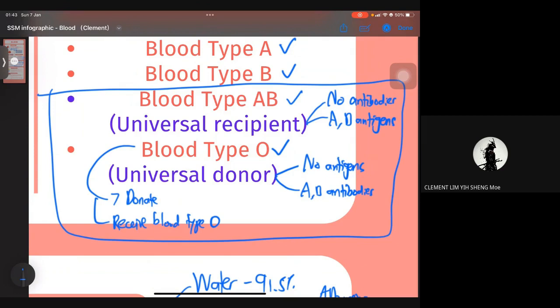While blood type O is known as the universal donor, which means the person who has this blood type can donate his or her blood to other people, no matter blood type A, blood type B, or blood type AB. But when this person needs to receive blood, he or she can receive blood from blood type O only, because blood type O doesn't have any antigens, but it has both A and B antibodies. So if the person receives blood from blood type A, B, or AB, then agglutination of the blood will occur.